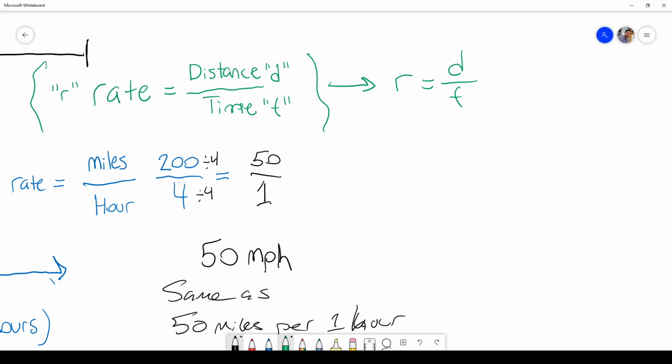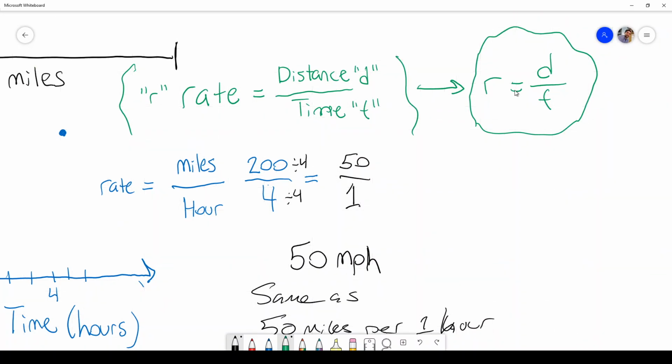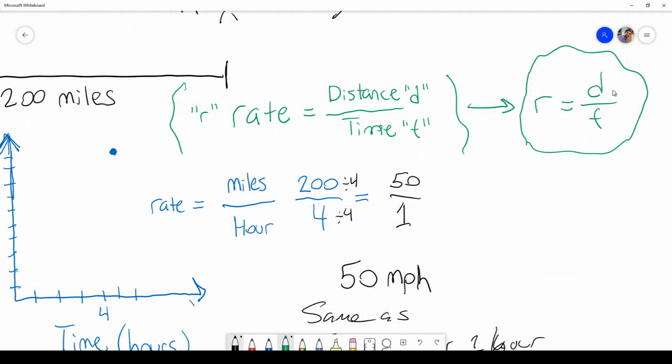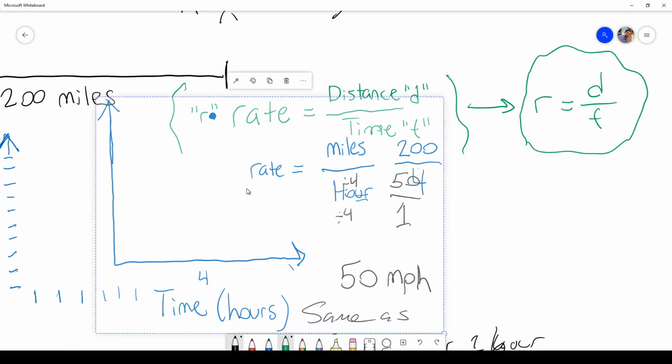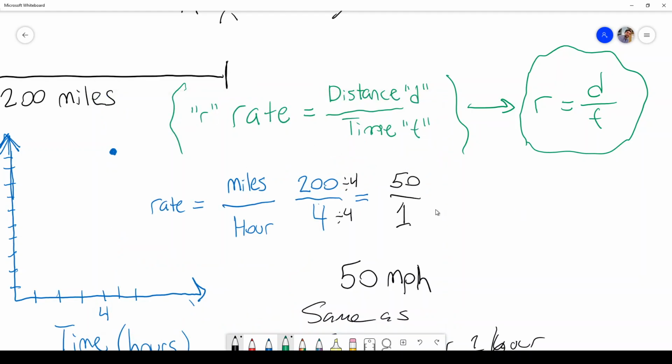So let's use this right now. We've got a formula to find the rate. Rate equals distance divided by time. So it's just how fast we're going. Our speed equals the distance divided by the time. Uh-oh, what happened there? Let's Control Z that. There we go. Okay.